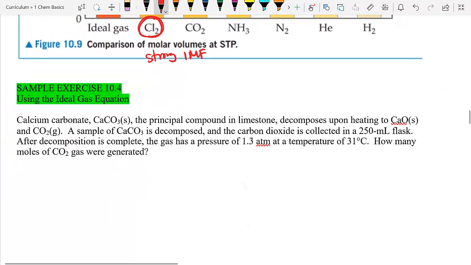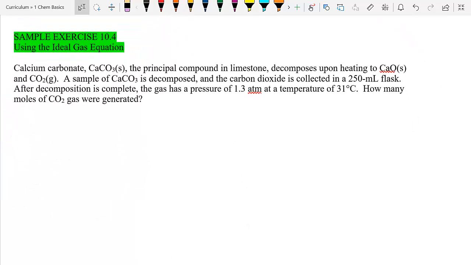Let's go ahead and do a little bit more practice. So first off, we have our sample 10.4 using the ideal gas equation. Calcium carbonate is going to break down into calcium oxide and carbon dioxide. So what we want to do is identify how much carbon dioxide is generated based upon some measurements we've collected. We find that the CO2 is in a 250 milliliter flask. The gas has a pressure of 1.3 atmospheres and a temperature of 31 Celsius. Question is, how many moles of that CO2 gas have been generated?